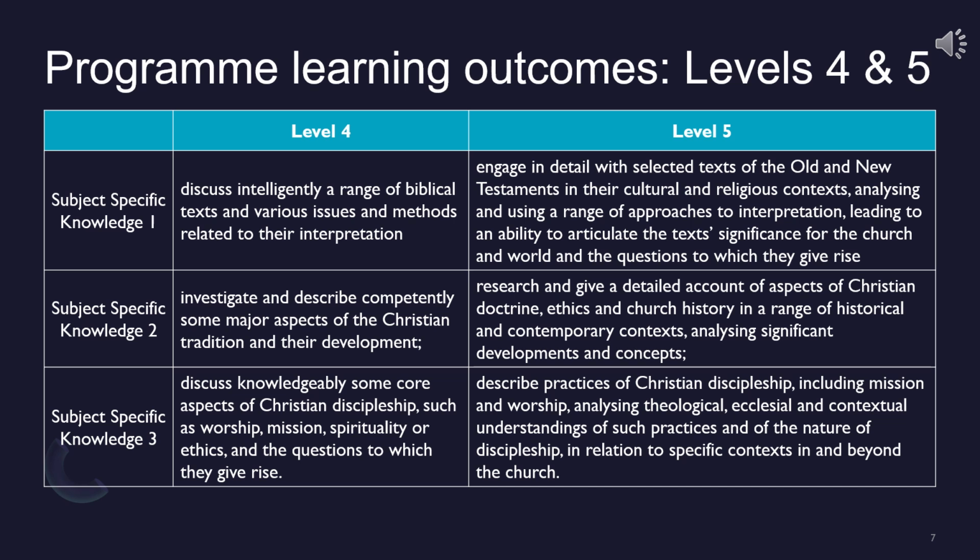Similarly in row 2, whereas at Level 4 you're describing competently some major aspects of the tradition, at level 5, you're asked to give a detailed account, and you're analysing significant developments. So there's greater analysis and greater detail. And similarly with the third row, which is dealing more with the reflection and ministerial modules. You're discussing knowledgeably at level 4, but at level 5 you are analysing theological, ecclesial and contextual understandings.